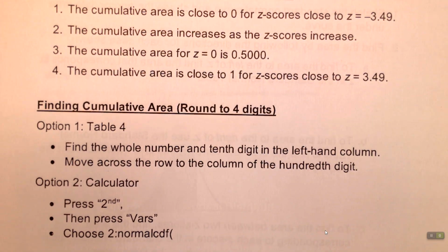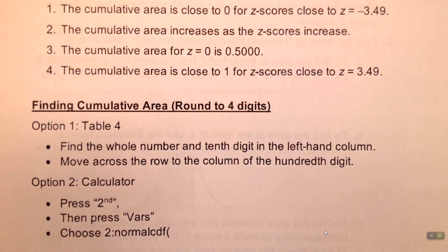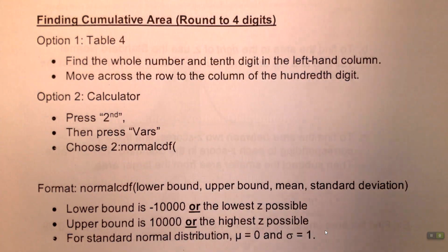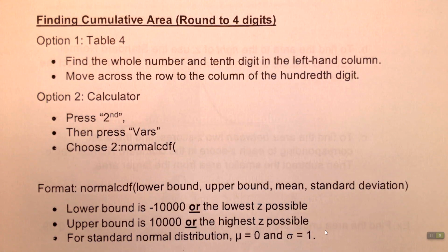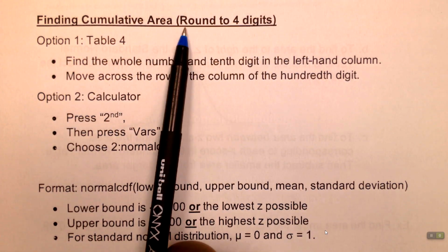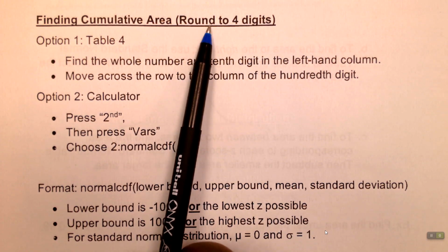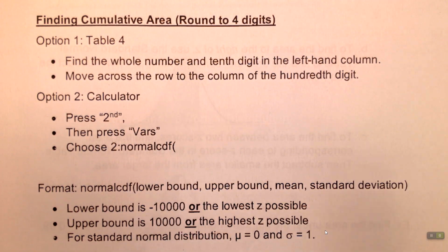So let's look at our first problem. All right, so finding cumulative area. Anytime we have area, we're going to round to 4 digits.